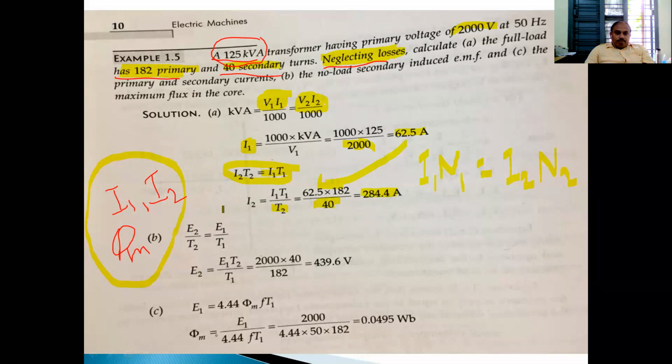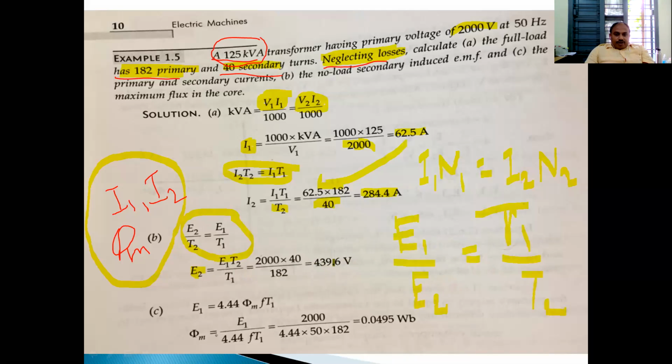So from the same equation, for a transformer, V1 by V2 or E1 by E2 equals N1 by N2 or T1 by T2. Here the number of turns is represented with T. Therefore E2 T1 equals E1 T2. This is the same formula. Therefore E2 equals E1 T2 by T1.